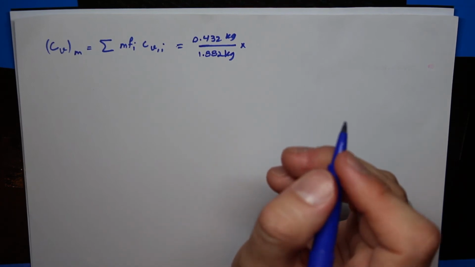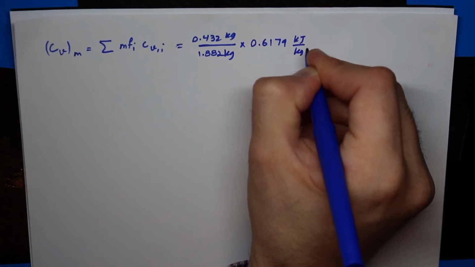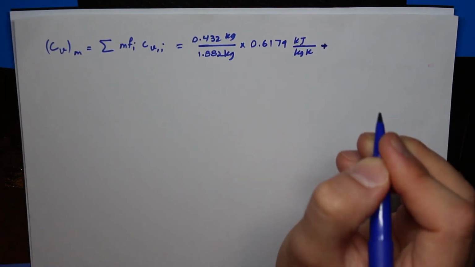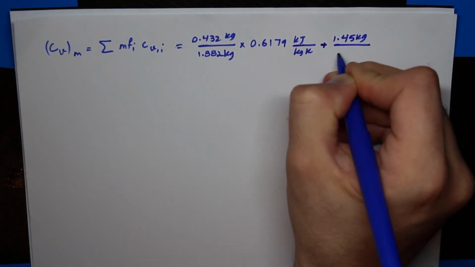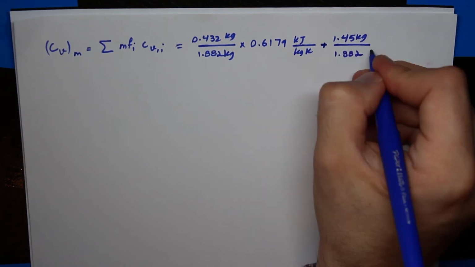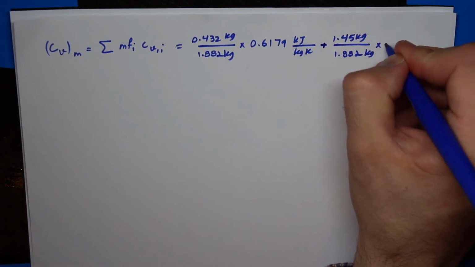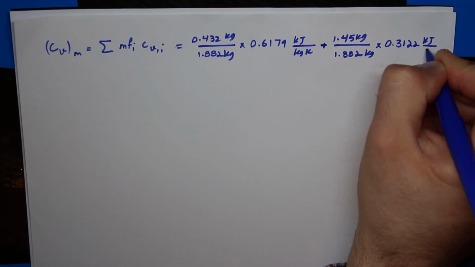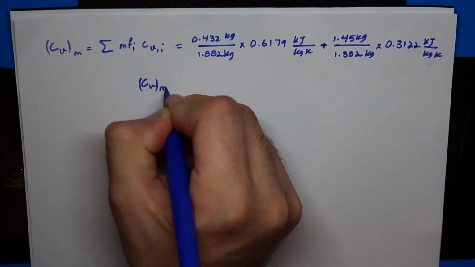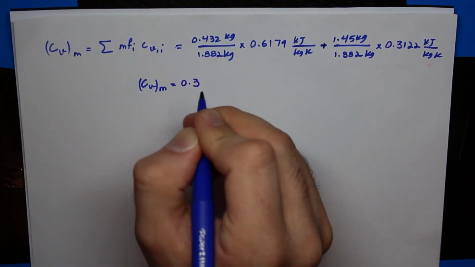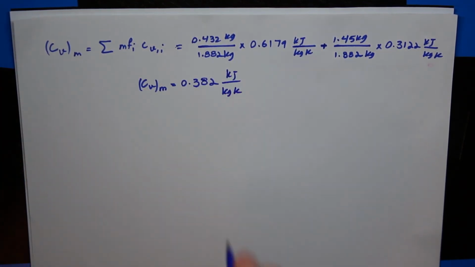multiplied by CV for neon gas, that is 0.6179 kilojoule per kilogram Kelvin, plus, now I do the mass fraction for argon, that is 1.45 kilogram over 1.882 kilogram multiplied by CV for argon, which is 0.3122 kilojoule per kilogram Kelvin. Okay, that gives me CV for the mixture equal to 0.382 kilojoule per kilogram Kelvin.